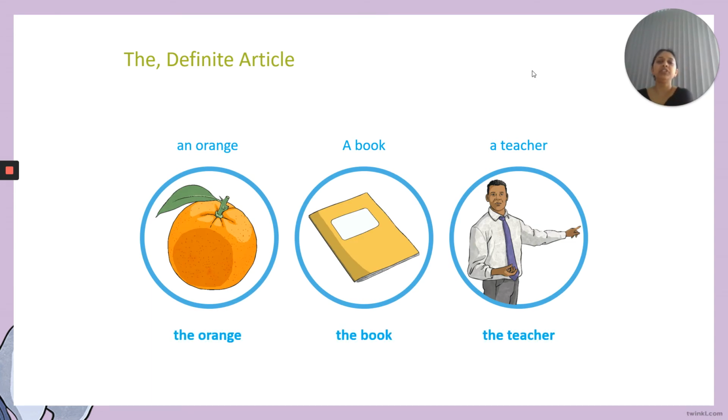Yesterday we saw an orange, a book, a teacher. These were the articles that we did yesterday, a and an. Now, when we talk about a specific orange, probably the oranges that are in your house on the table, I want the orange. Like we said again, book. We're not talking about a random book or all the books that we see. We're talking about the book on your table. I want you to write in the book on your table.